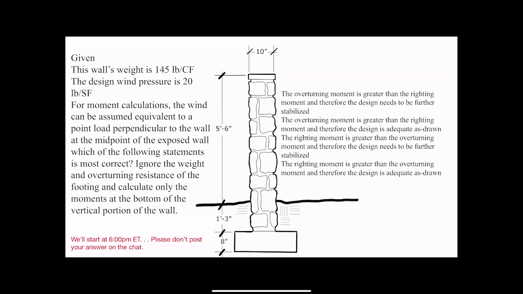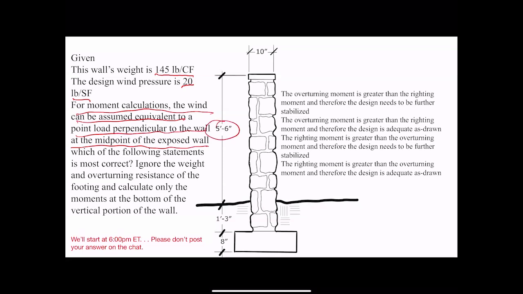So we're given that the wall's weight is 145 pounds per cubic foot, and that the design wind pressure is 20 pounds per square foot. For moment calculations, a wind can be assumed equivalent to a point load perpendicular to the wall at the midpoint of the exposed wall. So this is the exposed wall, this 5'6" range right here. So at 2'9", that's halfway to 5'6".